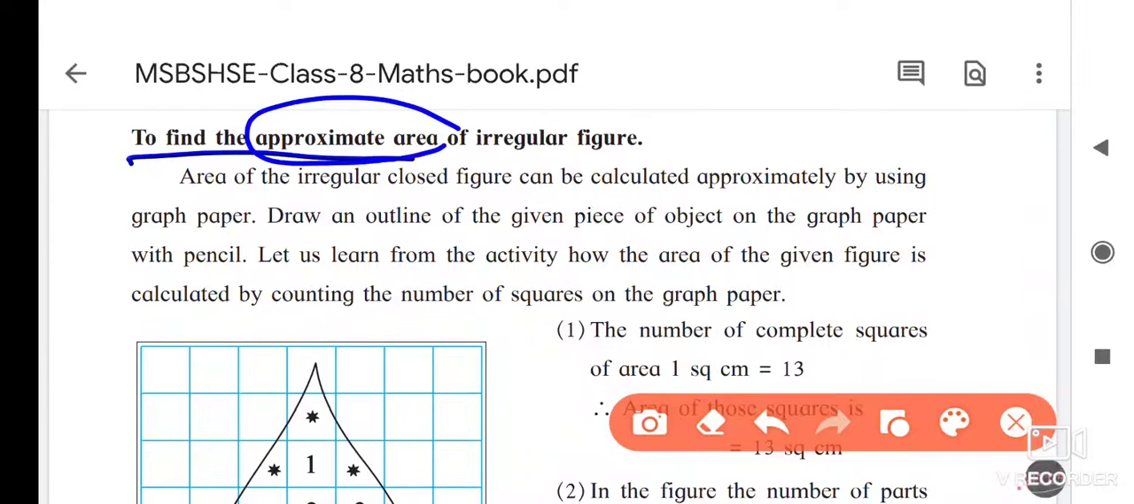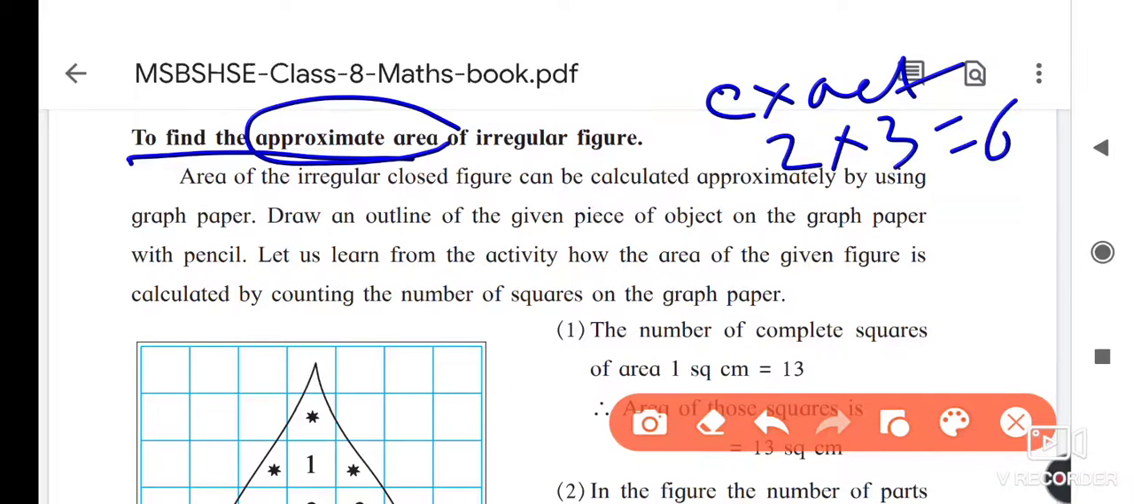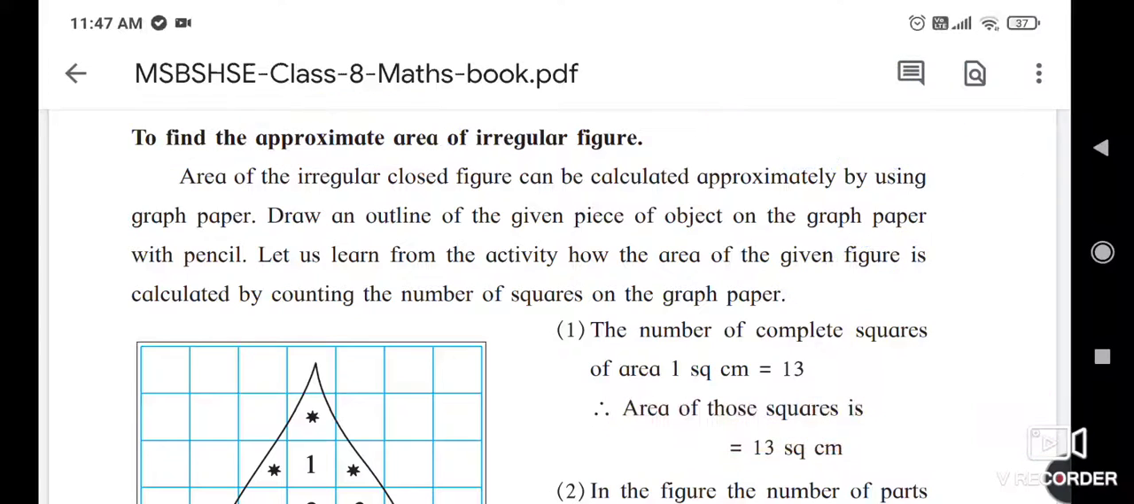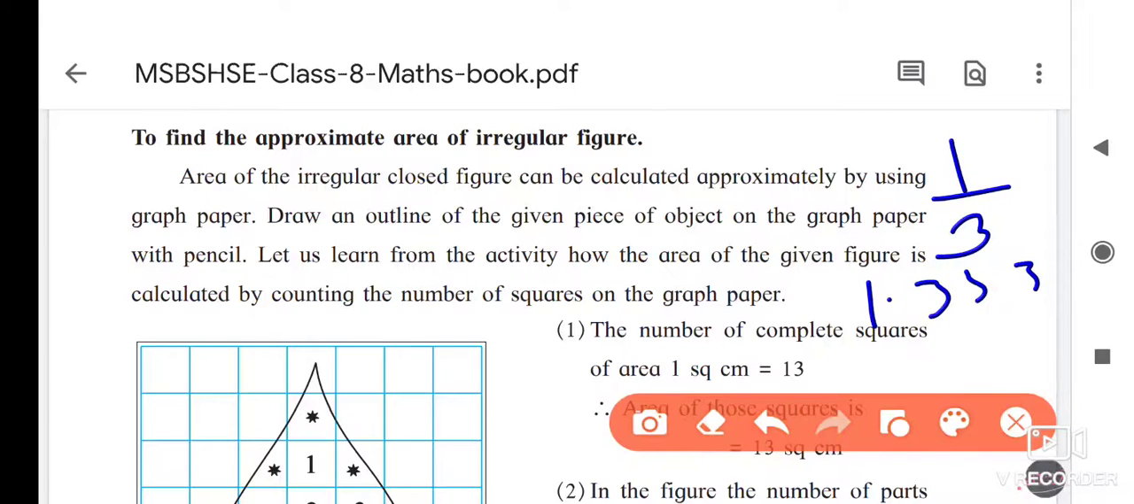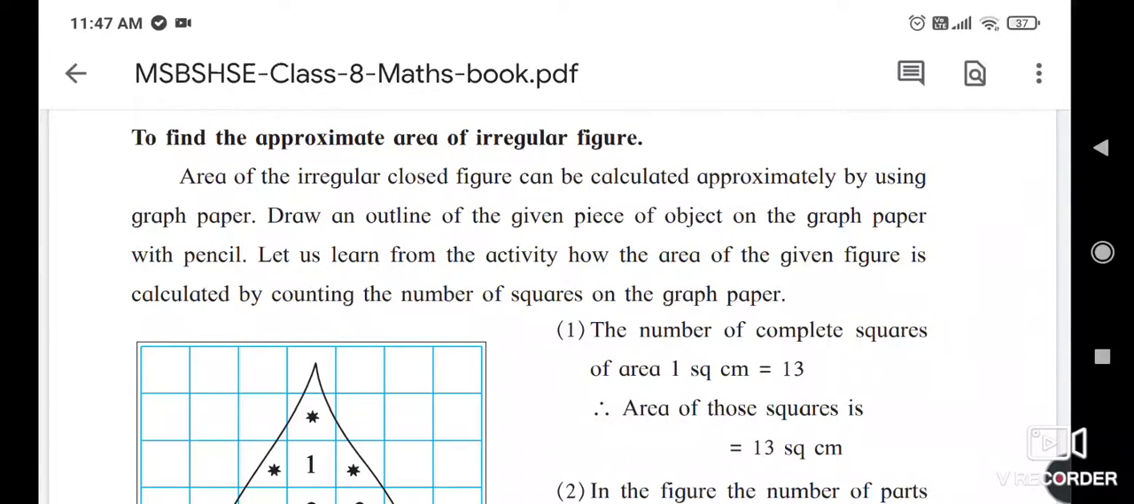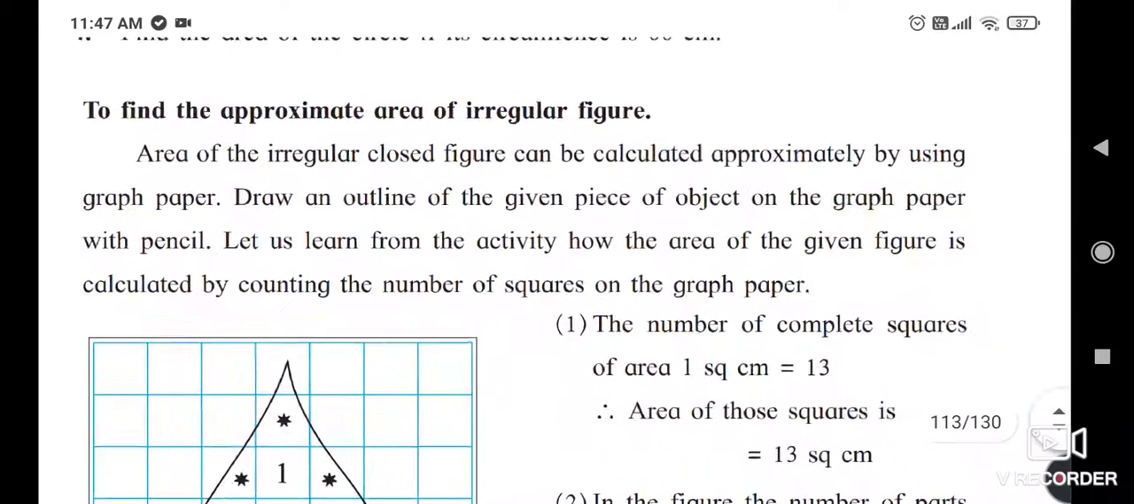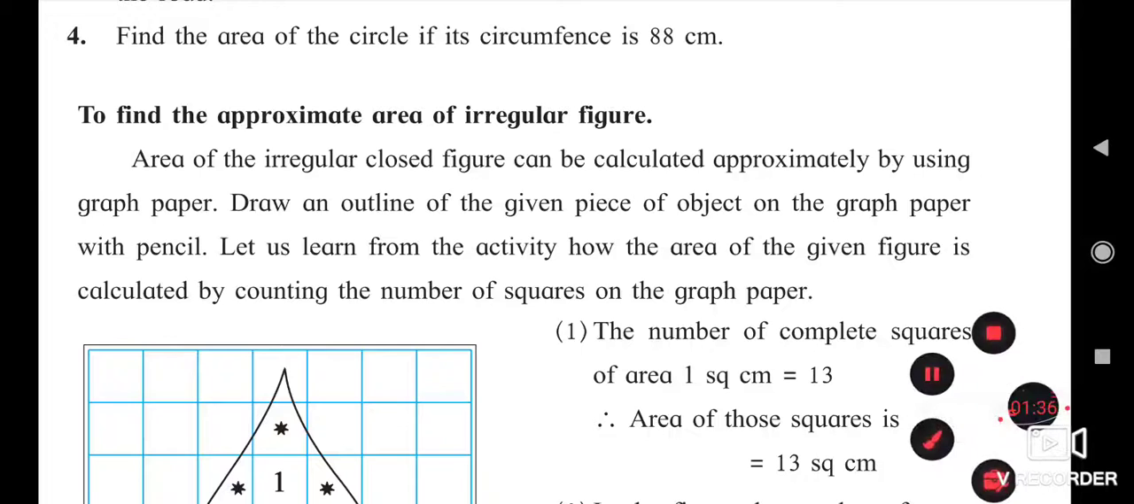How much approximate? Approximate means not exact. We know that mathematics has exact answers. 2 into 3 is equal to 6 only. It doesn't have any approximation. But sometimes some values are there we cannot say properly. For example, when we divide 1 by 3, the answer is 1.33333. In that way it is coming. So its approximate value we are using at that time. Such a type of area also, how to find out the area of an irregular shape, that we are going to study now.